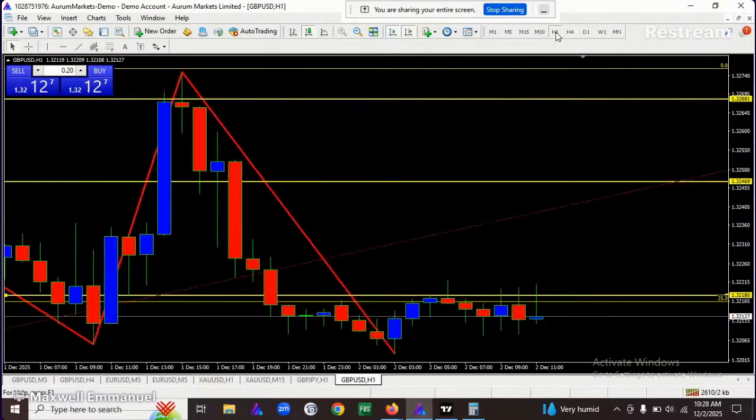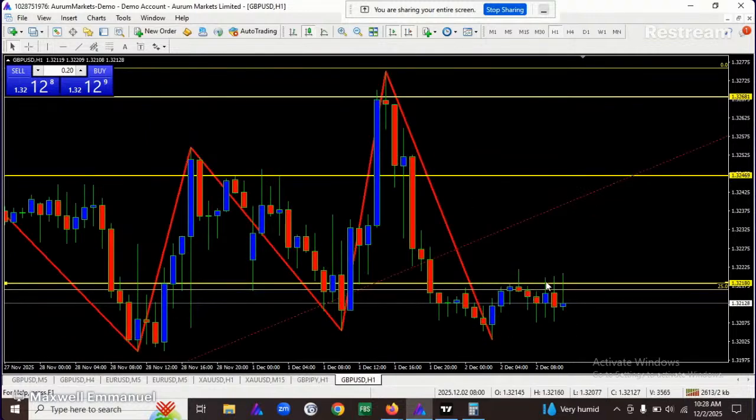Let's see what's happening on the 1 hour. Okay, so price has tested the average price. So there's a high probability that GBP USD might break out from these lows.